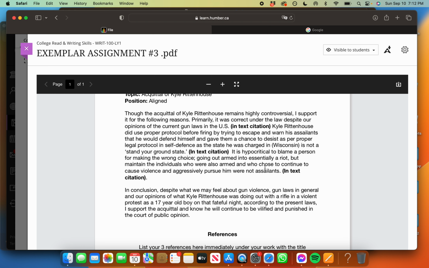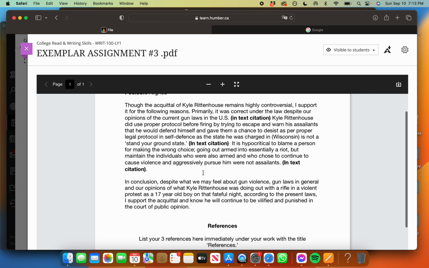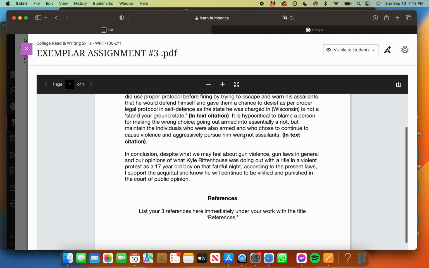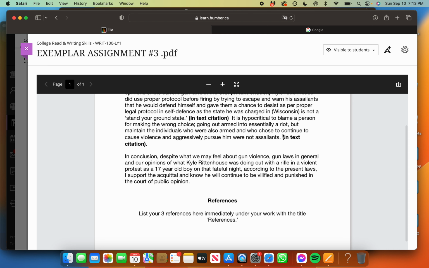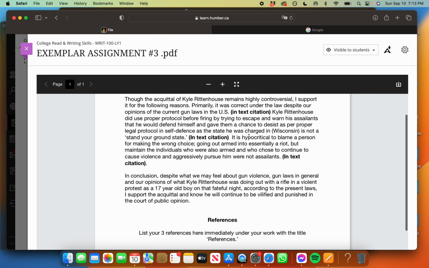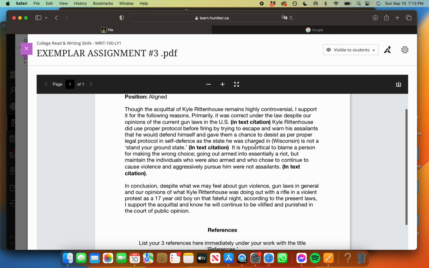It's hypocritical to blame a person for making the wrong choice, going out armed into essentially a riot, but maintain the individuals who are also armed and who chose to continue to cause violence and aggressively pursue him were not assailants. So this would be an in-text citation, probably from video. Actually, I found some video evidence where you see that he is running. He's trying to get away, and the three people he shot are still in pursuit of him and are not desisting. And one of them, at least, was definitely armed with a pistol, a Glock. So I didn't go into too much detail here because I want to keep it brief.